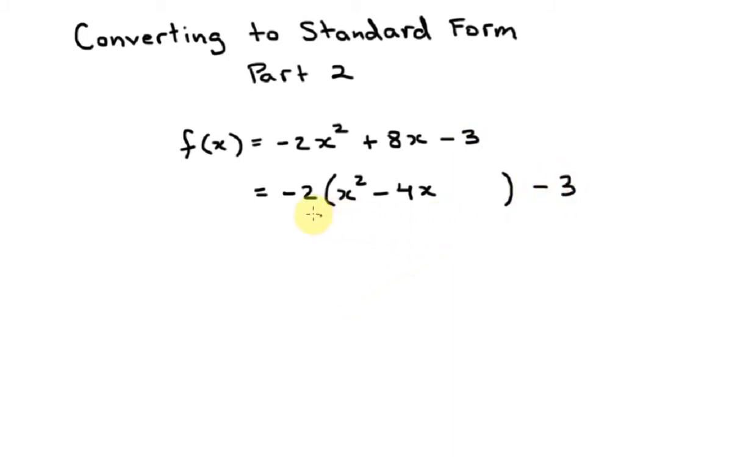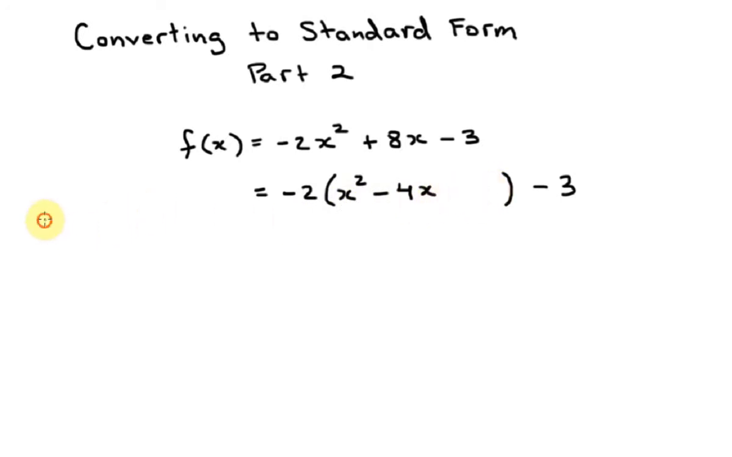Okay? So if you look at this, if I expand this out, I still have my -2x squared and my positive 8x, and there's my -3. And you notice I left a little space. Okay, here's what we do. We sort of ignore the -2 for the moment. We look at the x squared and the -4x, and we complete the square.